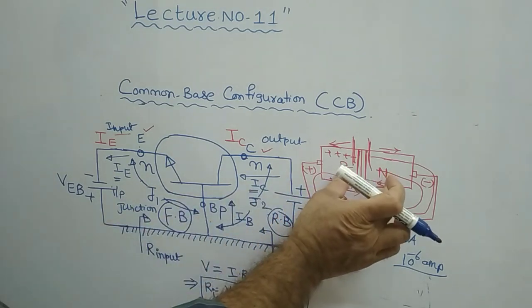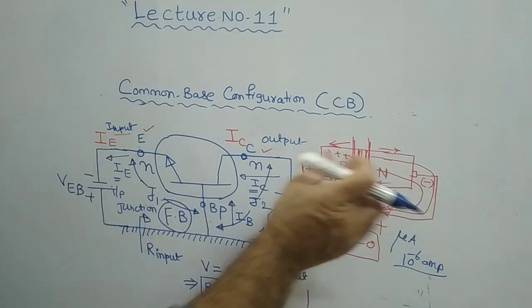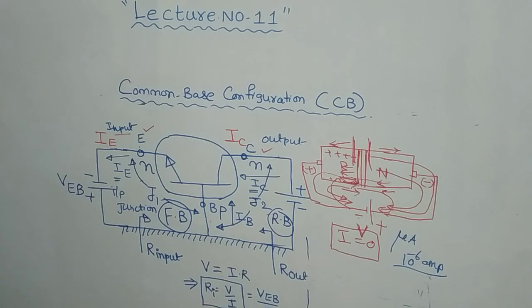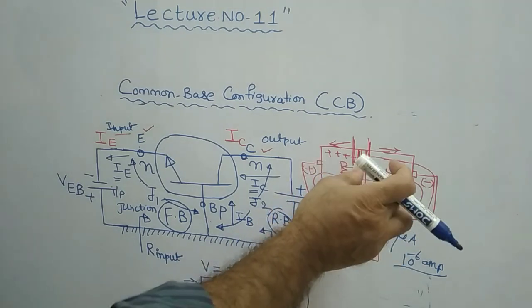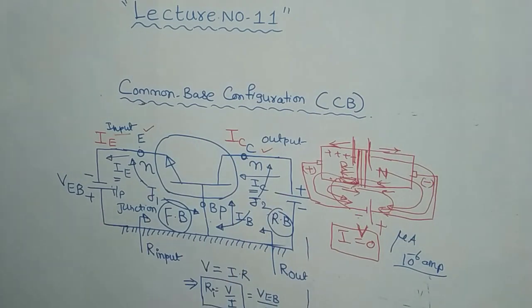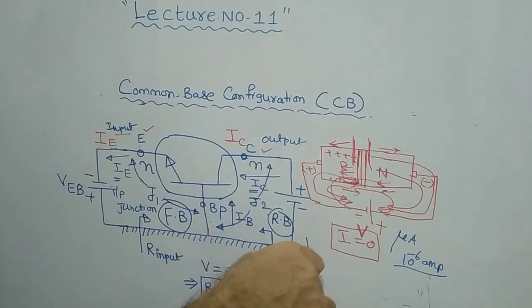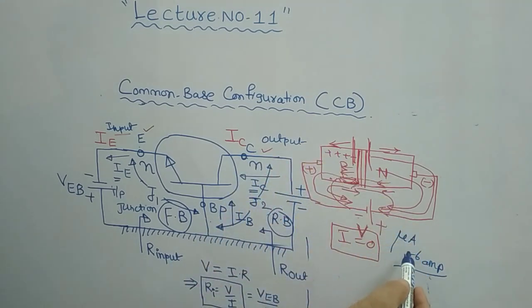Because the availability of minority carriers is less, there is a small reverse bias current. That current is called the reverse bias current, and its order is very small. It is in microamperes actually, right?